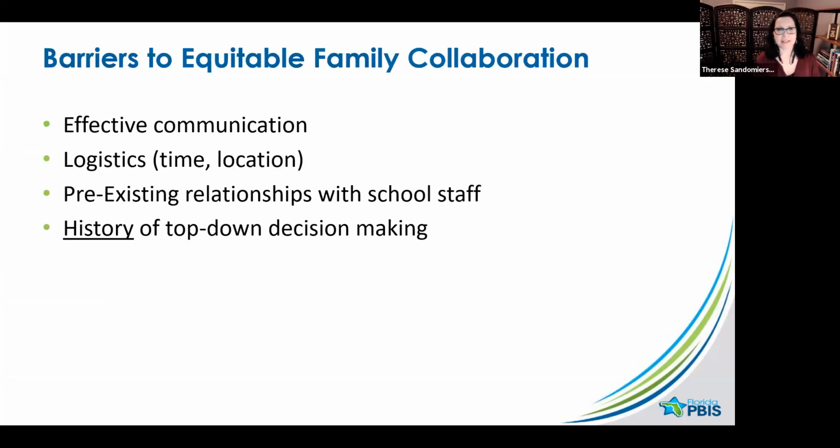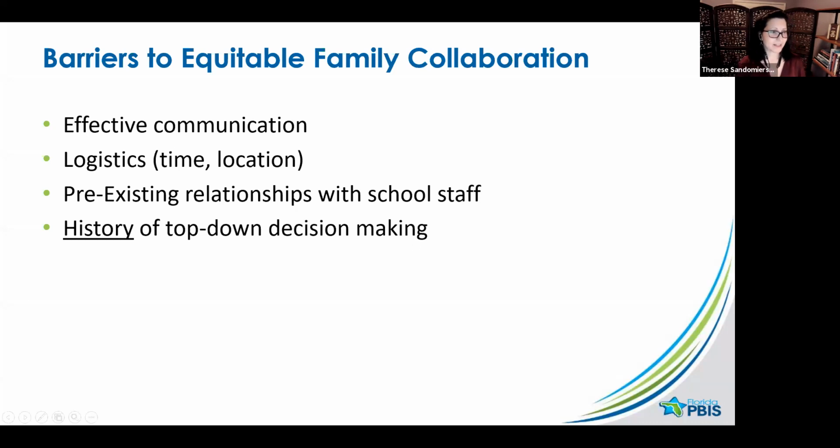So most frequently, the type of barriers that our schools run into in getting more family collaboration at Tier 1: effective communication is always mentioned as a barrier. So it's very hard, in quotes, to get a hold of families that they want to participate in decision making. Logistics can be an issue. A lot of families work during school hours, and so they can't leave work to participate in decision making at the school. In some cases, there are pre-existing relationships with school staff that are not very positive. And so some family members do not want to engage with the school because of those pre-existing relationships.